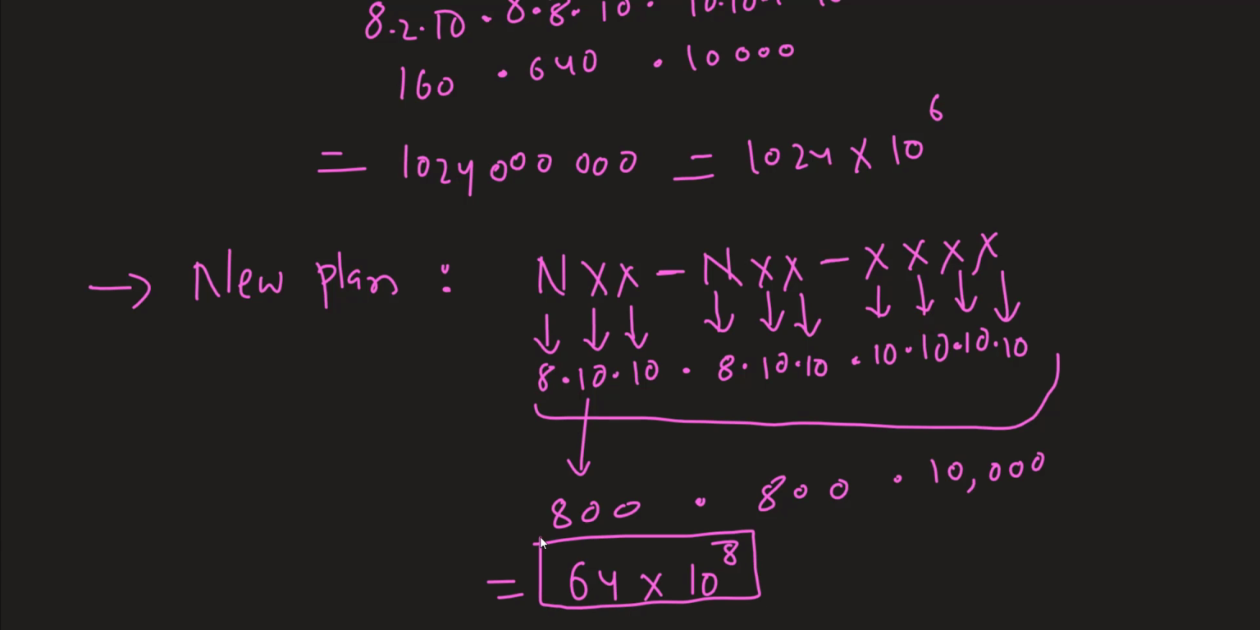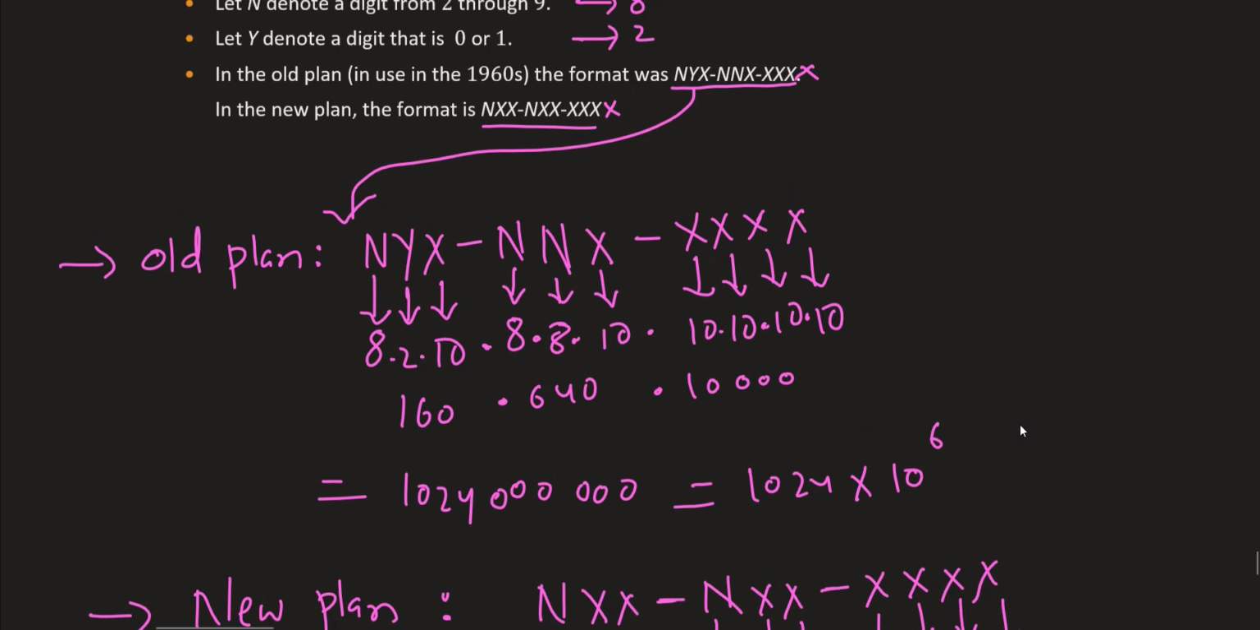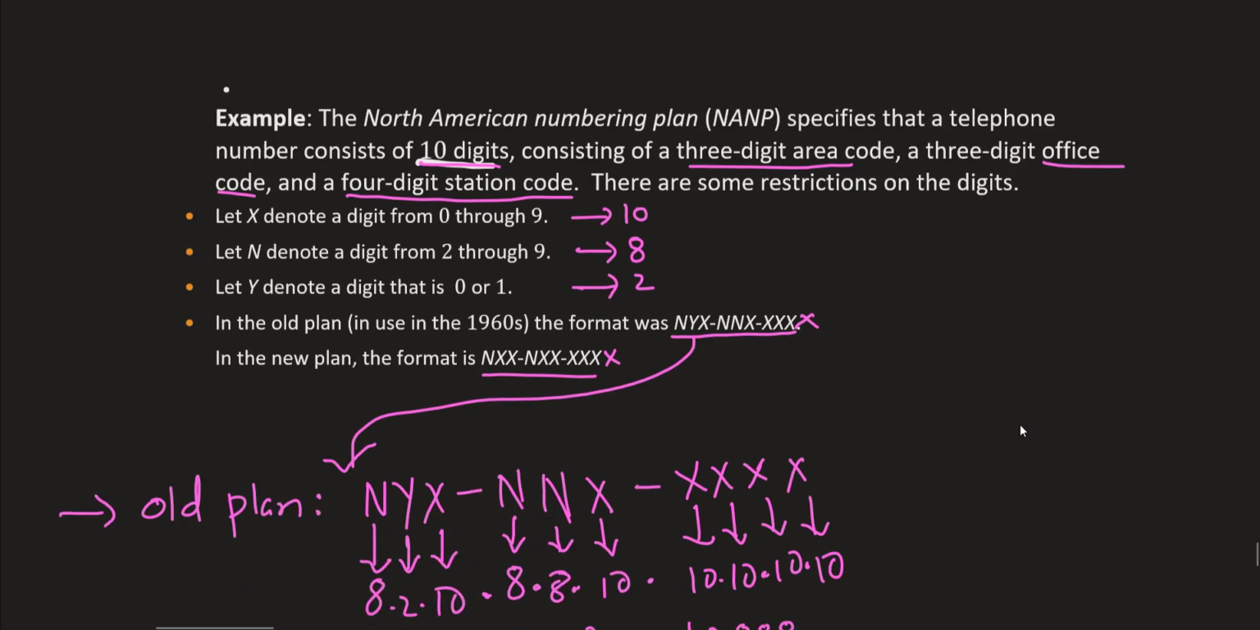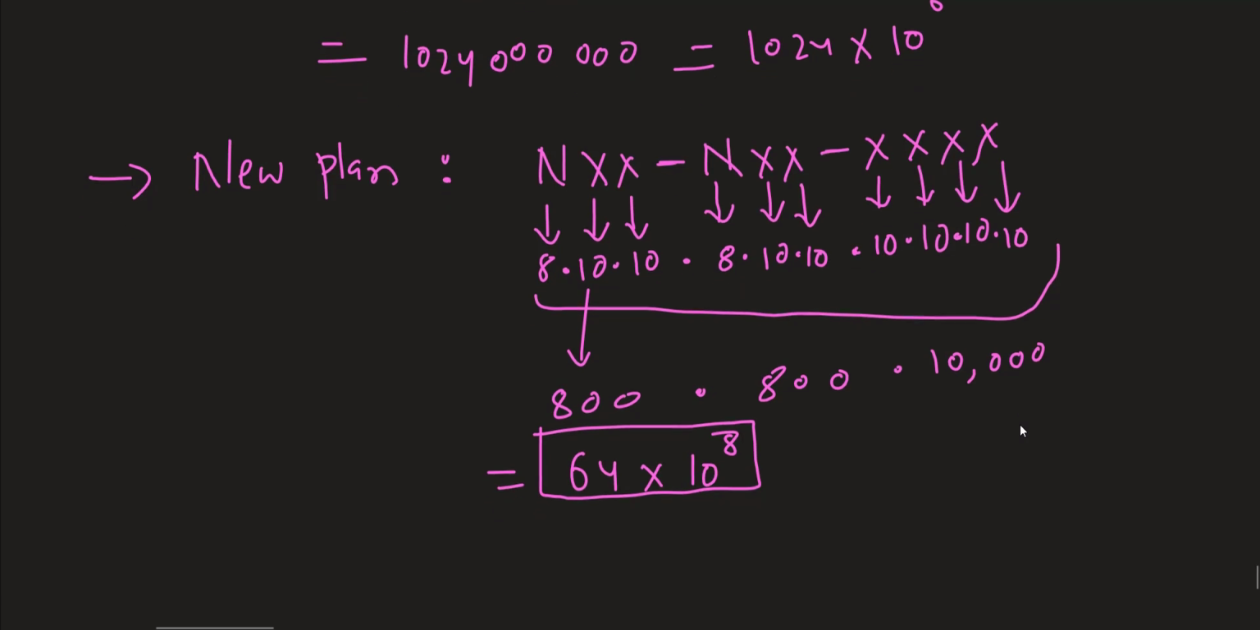Now this was about the product rule. These were some of the examples related to the product rule. And let's discuss the sum rule after this.